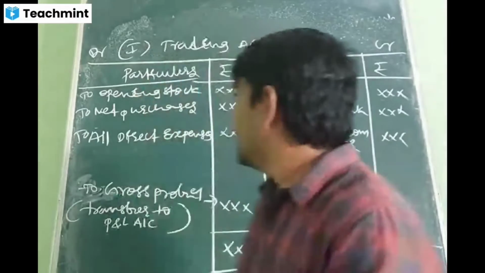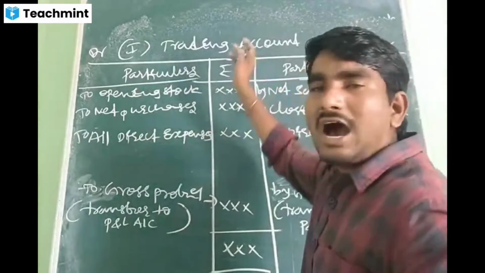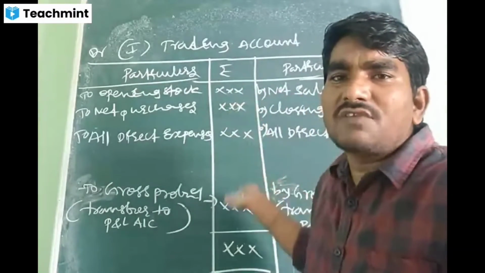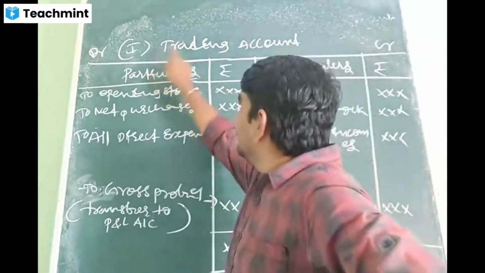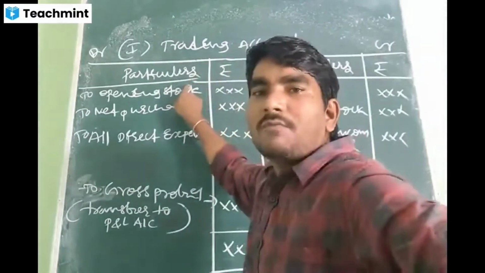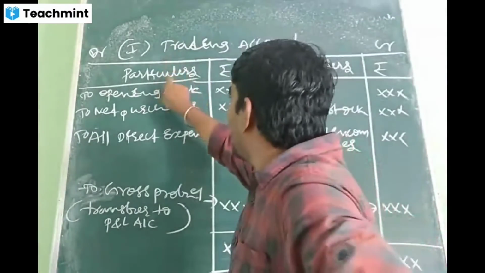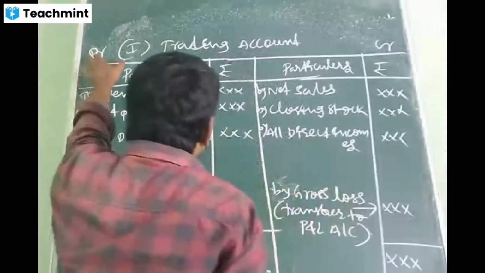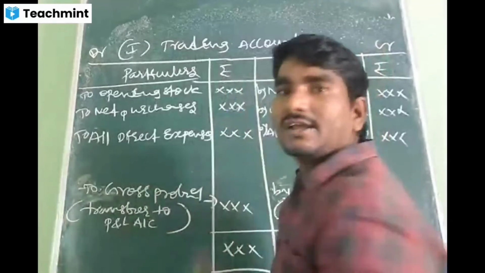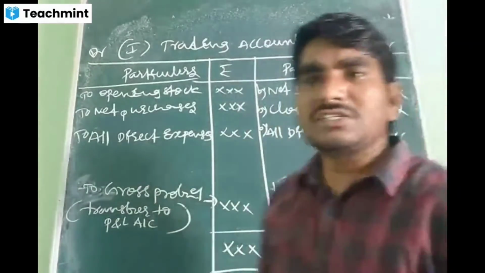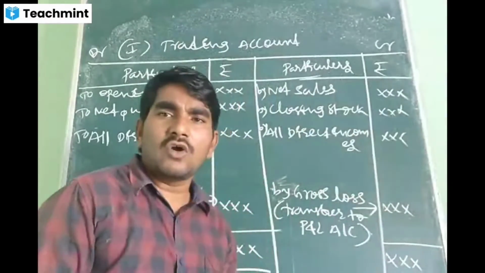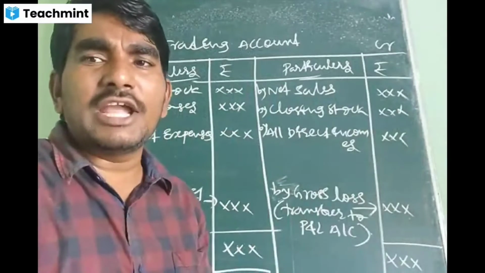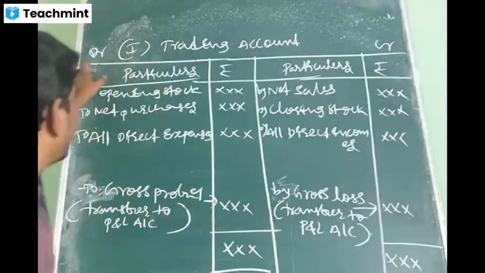In the preparation of the trading account, first of all, you already know the ledger format, and one of the formats is the trading account. The particular rupee column is there, with the left side as the debit and the right side as the credit. First of all, in the preparation of the trading account, we should take the sum of the debit side.